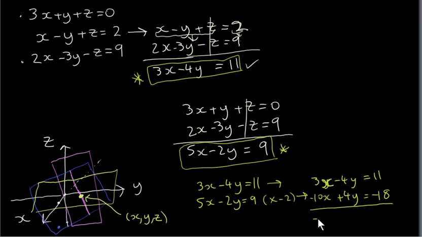So we've plus 3 minus 10, that's minus 7x. These cancel out. We've 11 minus 18, which is minus 7. So that leads to a nice integer value for x. X equals 1.